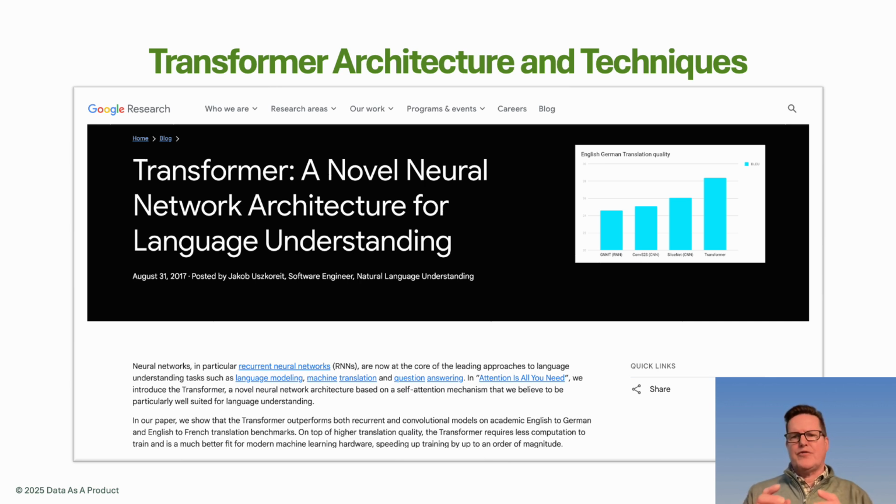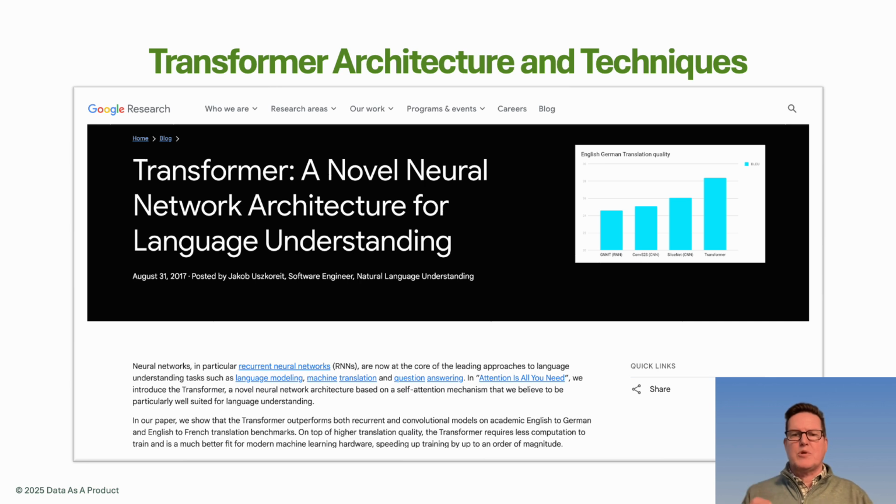It allows the model to focus on specific parts of the input data while processing. For example, in a long sentence, the model can prioritize certain words or phrases that are more relevant to the understanding and meaning of what's being communicated.